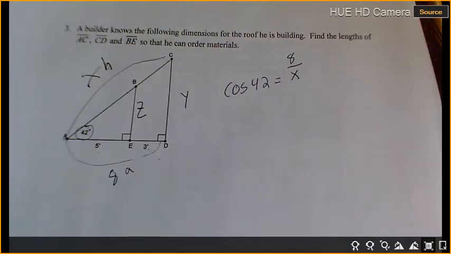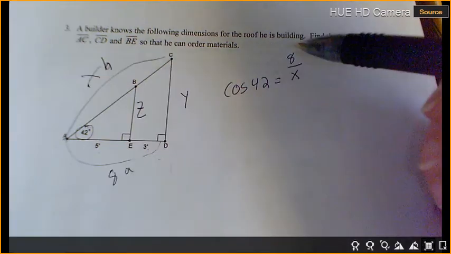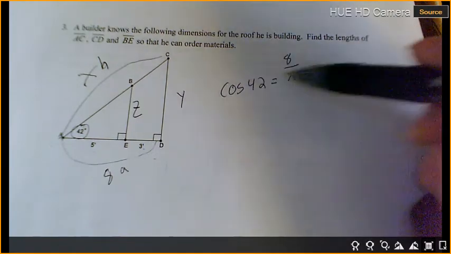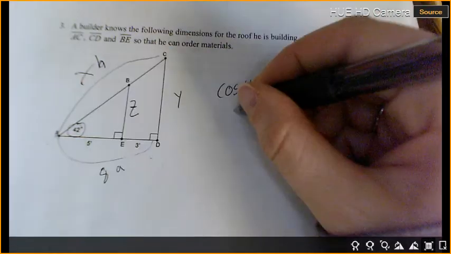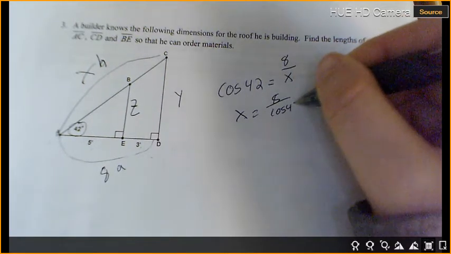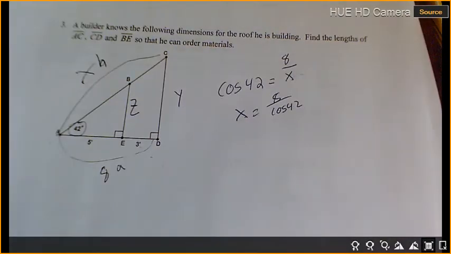Okay, so now I've taught you the trick, right? That you can multiply both sides by X and then divide by cosine of 42, or you could just switch these two, which is the shortcut to do that. So X equals 8 divided by cosine 42. So I pull out my calculator. 8 divided by cosine 42.